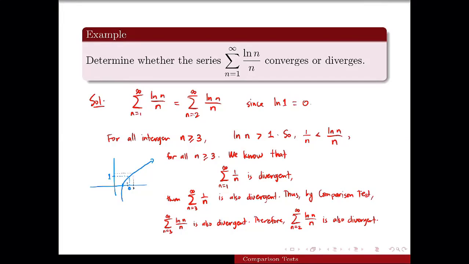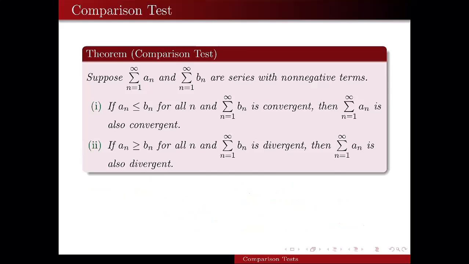So what we did here is you have two series in here. This series here and this series here with non-negative terms. You know that if the bigger series is convergent, then the smaller series will also be convergent. Okay? And we know if the smaller series is divergent, then the bigger series will also be divergent.